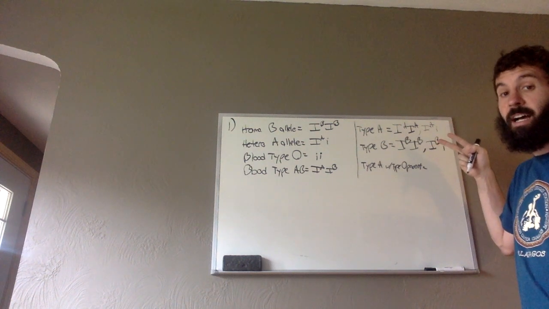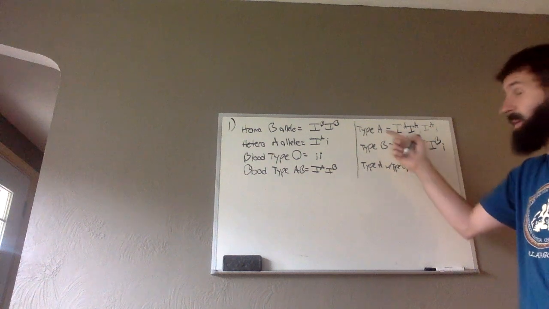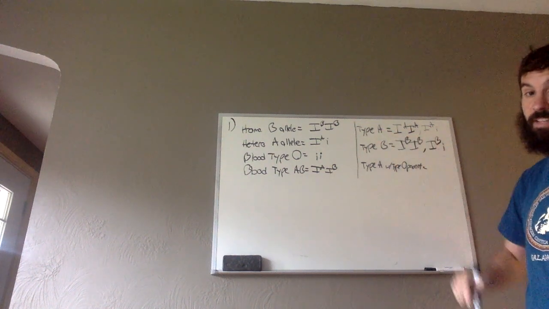That's important because you're going to see in later problems it will say blood type A, but you don't know which one it is unless they give you more information.